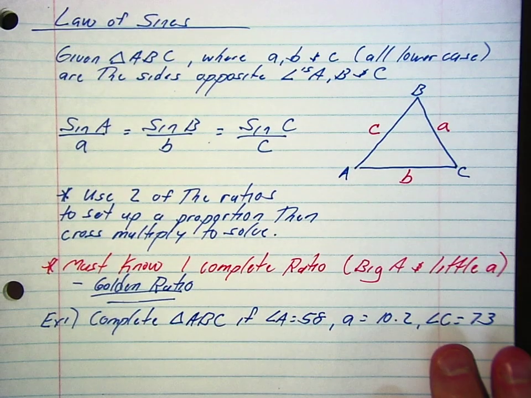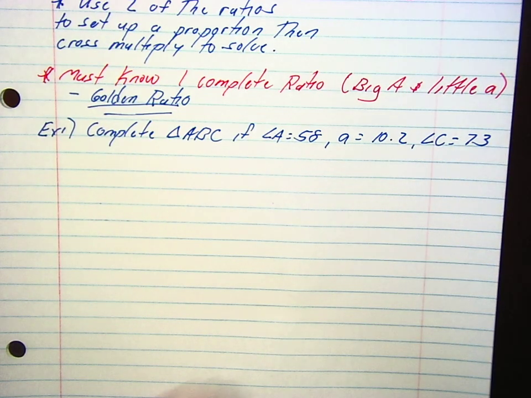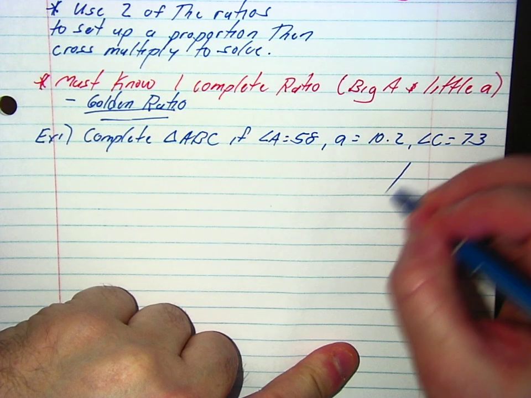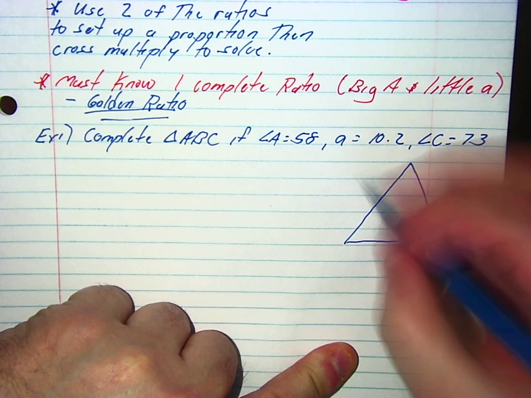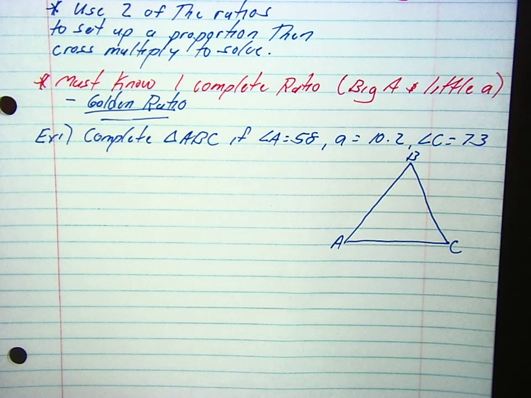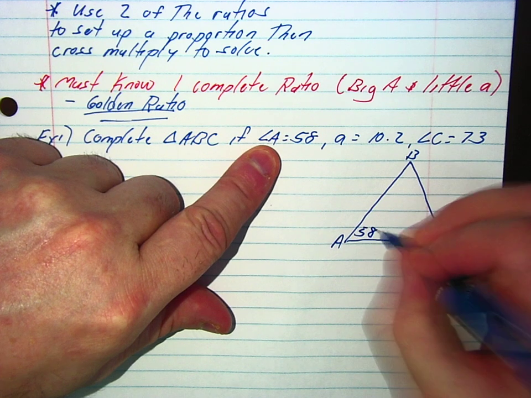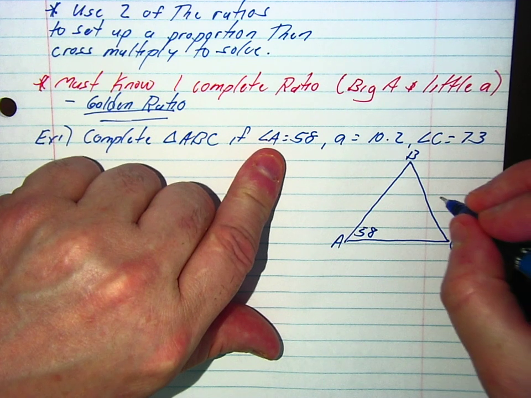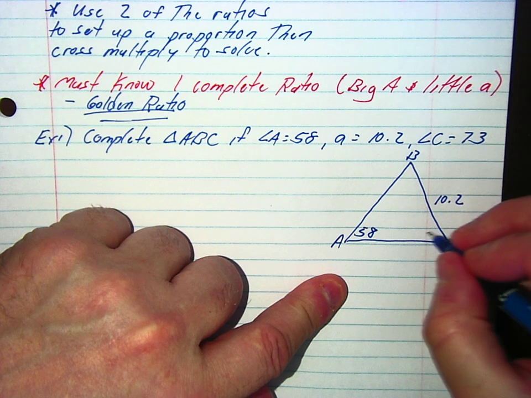Okay. First things first, for any of these problems, I don't give you a triangle. I expect you to draw a triangle. So you have to draw triangle ABC and put the measurements in it. So just draw a generic, like equilateral looking triangle. You can label it any way you want. I'm going to put A there, B there, C there. And now put the measurements in that you were given. I was told angle A is 58, so that'll go here. Little a is 10.2. Remember, little a is across from big A. So that is 10.2. And then big C is 73. That's an angle.